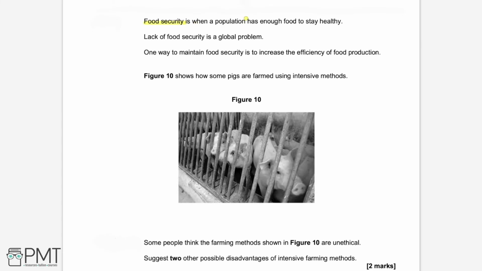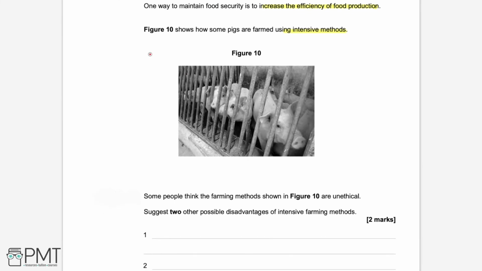Food security is when a population has enough food to stay healthy. Lack of food security is a global problem. One way to maintain food security is to increase the efficiency of food production. Figure 10 shows how some pigs are farmed using intensive methods. As we can see from Figure 10, there are lots of pigs in a crammed environment. There are bars to keep them within a cage, as well as food readily available in this trough.